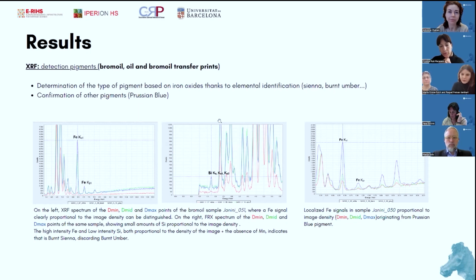On the other hand, the spectrum shows localized iron signals in another sample proportional to the image density. In this case, the iron is originating from Prussian blue pigment, and we know this because we can corroborate this result also with FTIR and Raman spectroscopy.